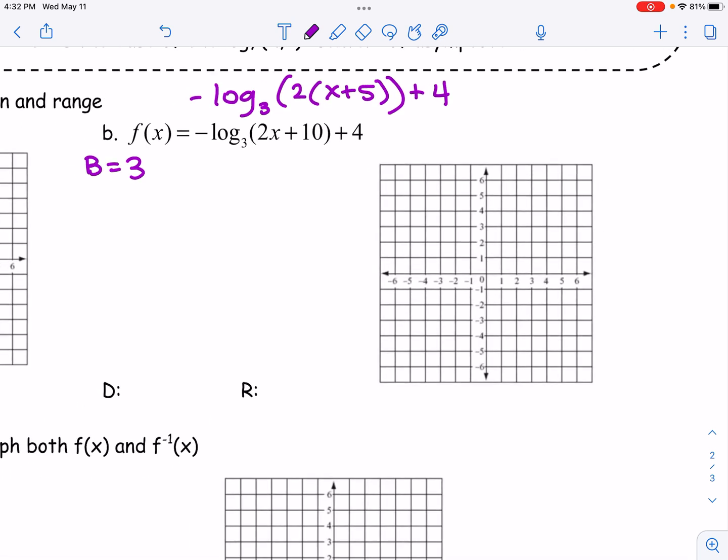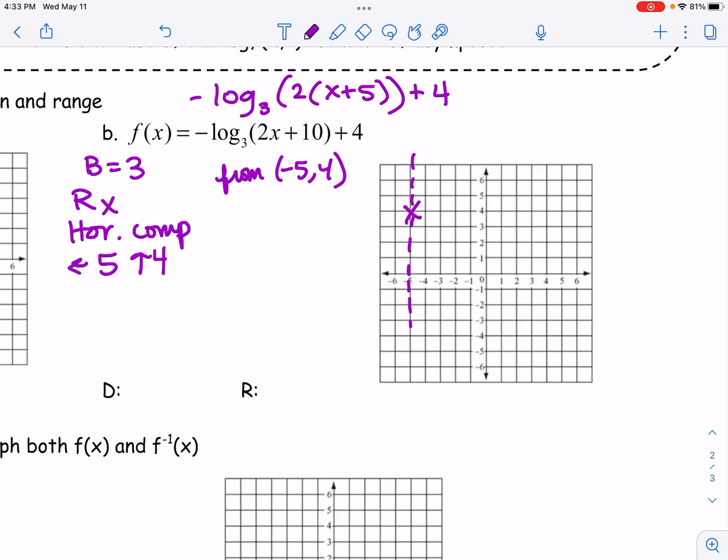So base is 3. First thing I see is a reflection over the x-axis. Then I see that horizontal compression that I had to factor out, a shift to the left 5, and a shift up 4. So from the starting point, negative 5, positive 4, I'm going to go ahead and put my X marks the spot, vertical asymptote running through there.